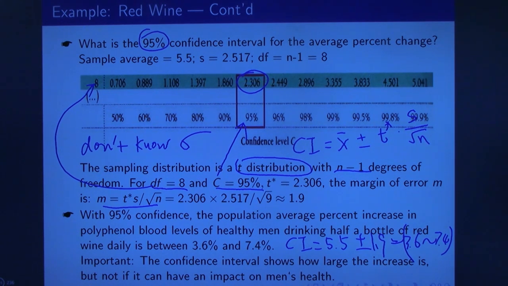This result only gives us a 95% confidence interval. It shows how large the increase is. We can see we are 95% confident that the percentage increase will be between 3.6 and 7.4. But we don't know if this can have an impact on the men's health. So that conclusion cannot be obtained from this result.